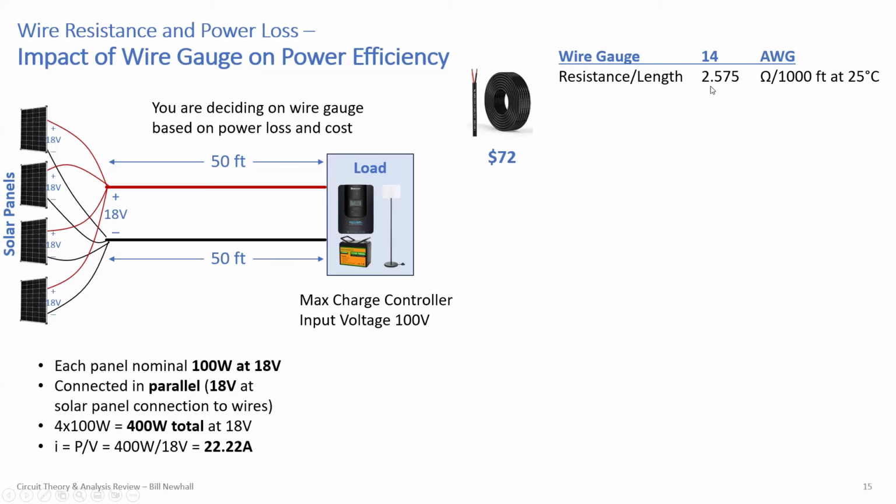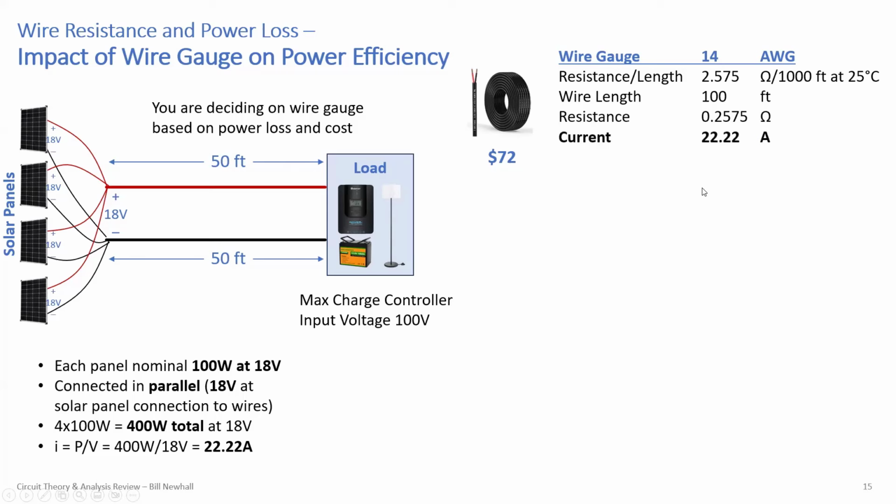So here's the resistance per length from the table. 14 gauge wire, 2.5 ohms per 1,000 feet. We have 100 feet of wire, so it's only 50 feet away, but we have two lengths of 50 feet. So that current has to travel 100 feet, and all 100 feet will be heating up. Okay, the resistance then is a quarter ohm. That doesn't seem that bad. You have a quarter ohm resistance. That should be just fine, right?